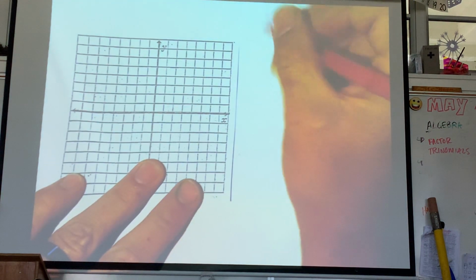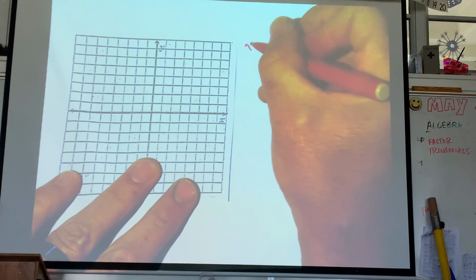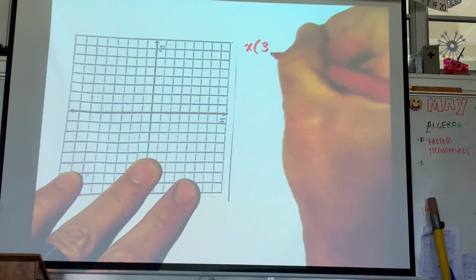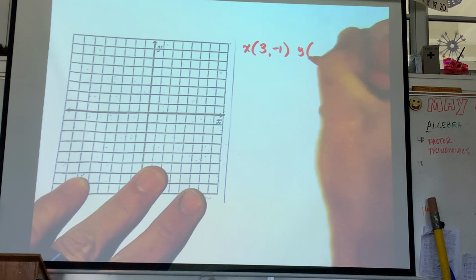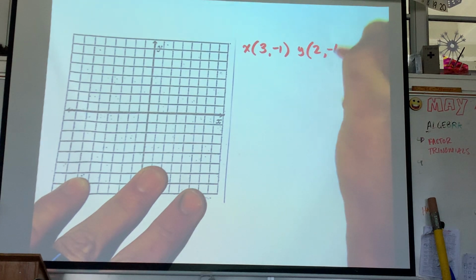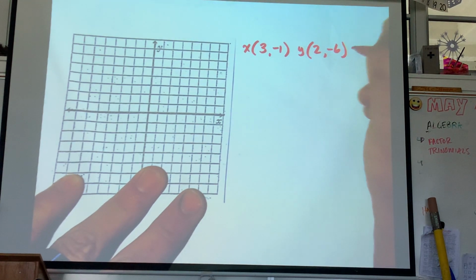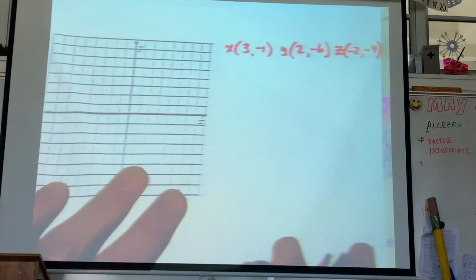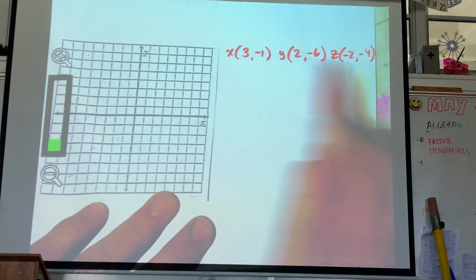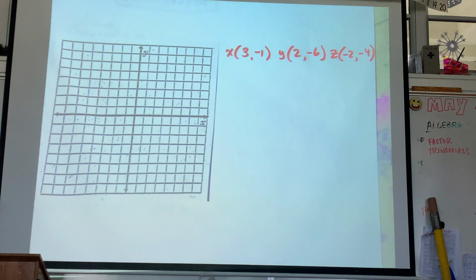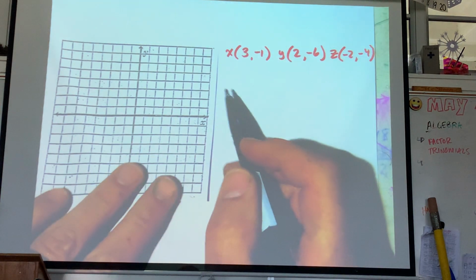All right, let's do another XYZ. X is 3, negative 1. Y is 2, negative 6. And Z is negative 2, negative 4. That's a negative 2, negative 4. Let's graph our first one first. And I'll do this same color scheme. I'll do this one in black.